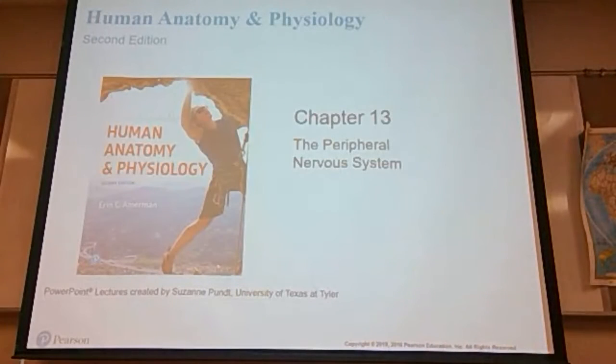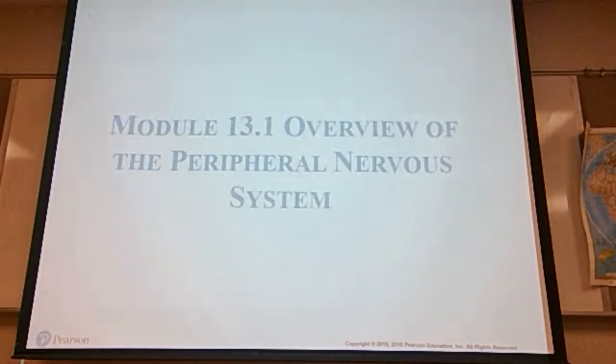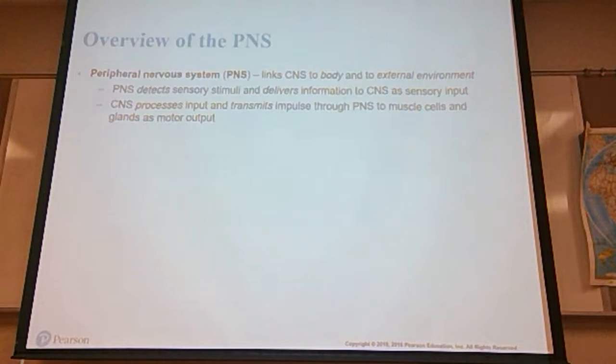All right, so let's talk a little bit about the peripheral nervous system. The peripheral nervous system links the central nervous system to the body and to the external environment.